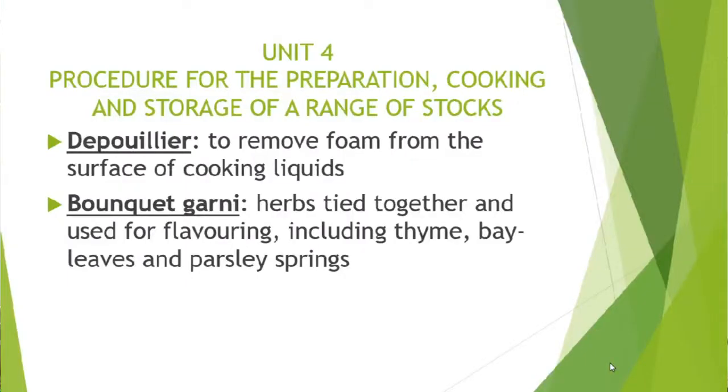Before we can talk about the procedures, there are 2 terms that I want us to discuss. The first one is the bouquet garni. What is a bouquet garni? The herbs are tied together. So those herbs that are tied together, they are used for flavoring. They include the thyme, the bay leaves, and parsley. Then the second term, to skim, is to remove foam. That means when you prepare the stock, you'll find out that there is a foam on top of your stock. So you need to remove it from the surface.